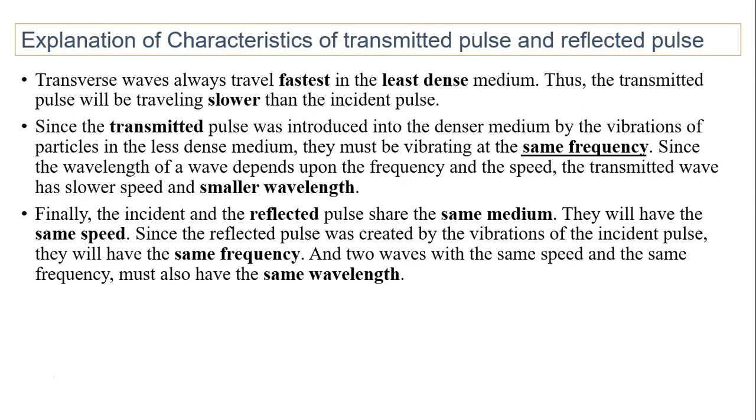Finally, the incident and reflected pulses share the same medium, so they will have the same speed. Since the reflected pulse was created by the vibration of the incident pulse, they must have the same frequency. So remember, the frequency is the same as the source. In this case, the source is the incident wave. So both the transmitted and reflected waves have the same frequency as the incident wave. And two waves with the same speed and same frequency must have the same wavelength.